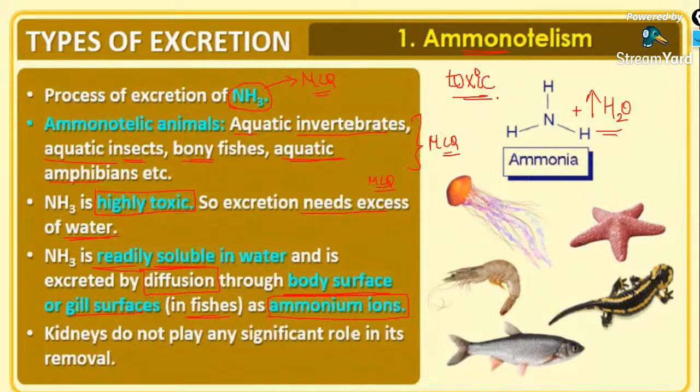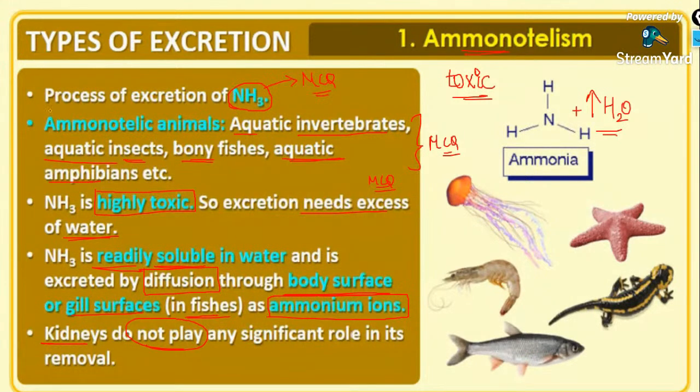In porifera, you might have studied the water canal system. In echinoderms, you have studied the water vascular system. Water is plentiful, so water acts as a circulating medium, right? So it easily helps them remove waste from their body. For example, in an ammonotelic organism, the kidney does not play any significant role in the process of removal.